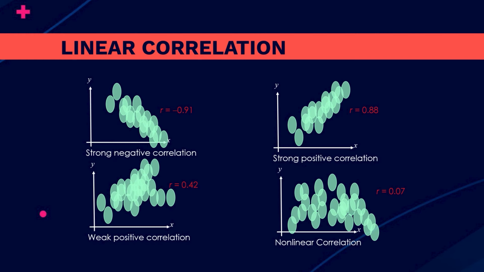So we have already talked about what a strong negative relationship, a strong positive relationship, and a weak positive correlation could be. Non-linear is where you are not in a position to find a line, and the value of r is very near to 0, almost 0. When you have a zero correlation, you have no relationship between the two.